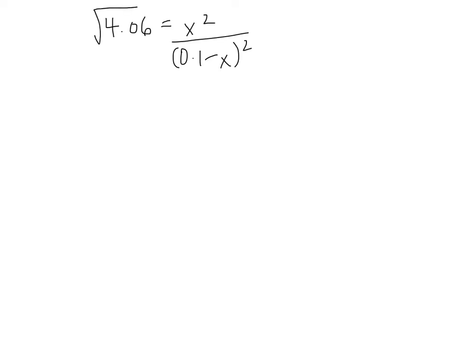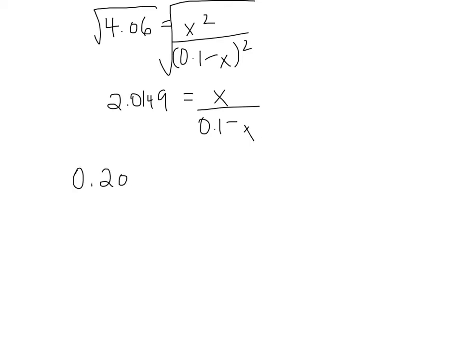From here, simple math. We're going to take the square root of both sides. So that gives us, I'm just going to keep 4 decimal places, 2.0149 equals X divided by 0.1 minus X. We're going to multiply both sides by 0.1 minus X, which is going to leave us with 0.20149 minus 2.0149 X is equal to X. Okay, so if we solve this, I'm going to let you do the math on your own. You should get 0.0668.